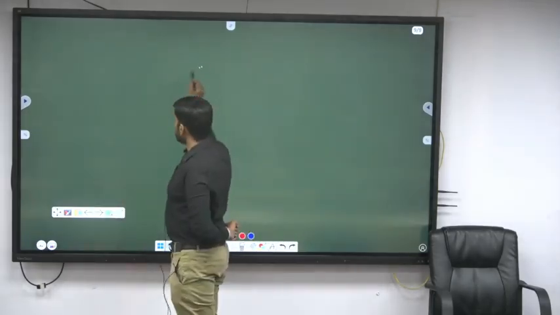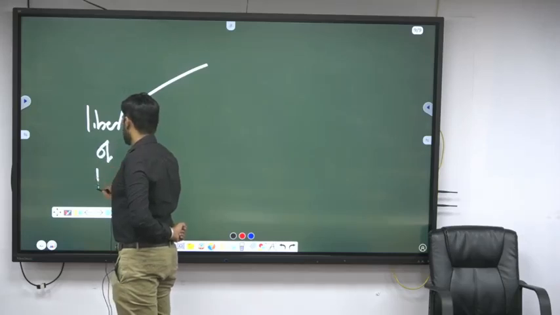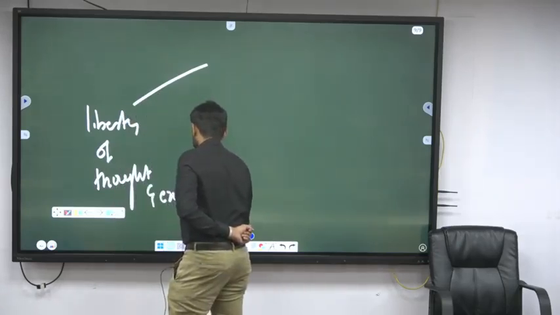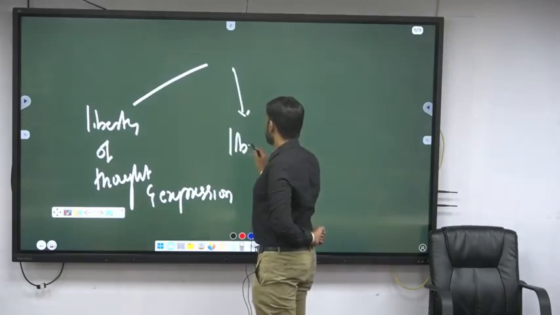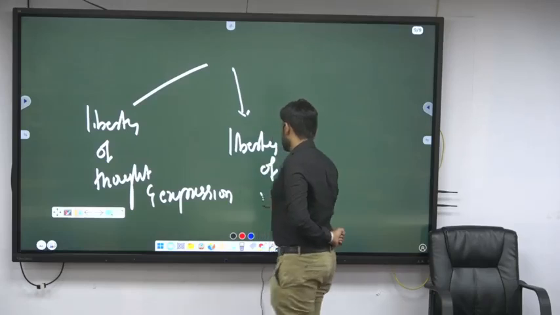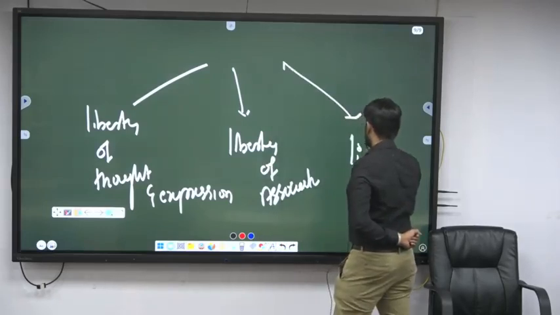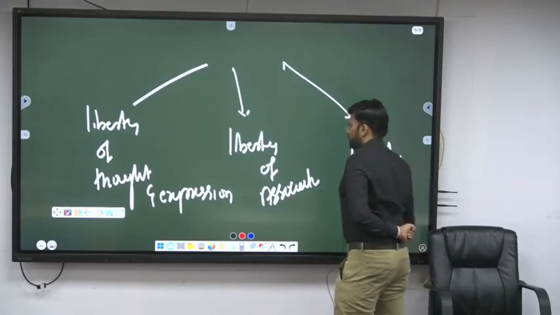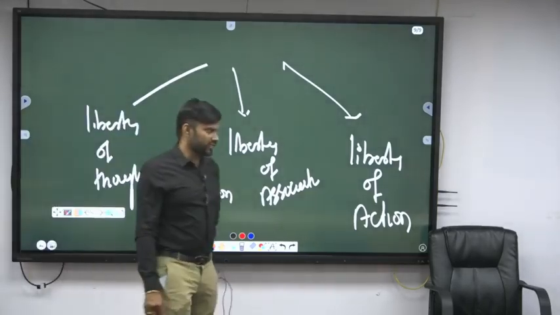there should be three kinds of liberty, he says. Liberty of thought and expression, liberty of association, and liberty of action. Means what? Every individual should be given the freedom to express his thoughts, his ideas. Every individual should be given the freedom to form an association, means come in a group, and every individual should also be allowed to act.